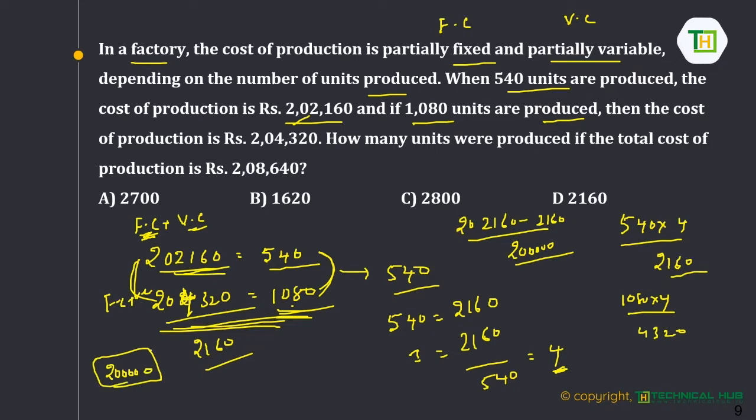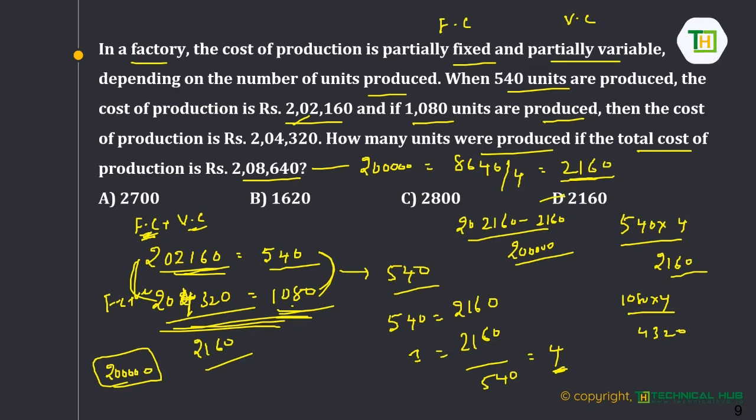Okay, so what is being asked? How many units were produced if the total cost of production is 2 lakhs 8640? So 2 lakhs 8640 means the fixed charges are 2 lakhs. Then what are the variable charges? 8640. So the unit cost is 4 rupees. For 8640, how many units are produced? So 8640 divided by 4, that is equal to 2160. What is the answer? Option D is the correct answer for this question.